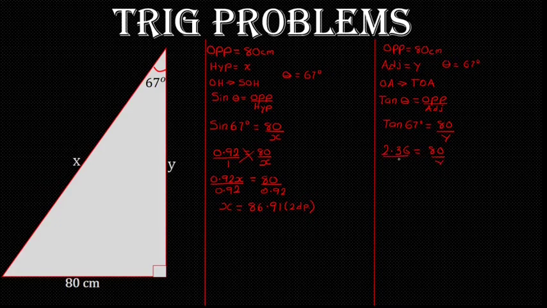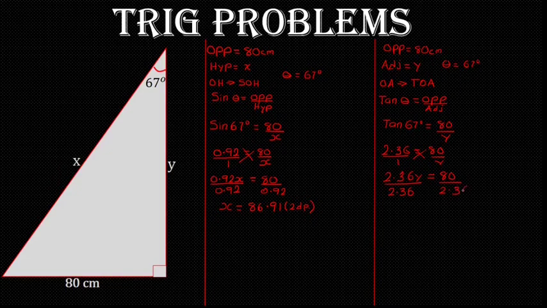Then you can put over 1 and then you cross multiply. That will be 2.36 times y, that will be 2.36y equals 80 times 1 over 1, which is 80. I then divide both sides by 2.36 over 2.36.